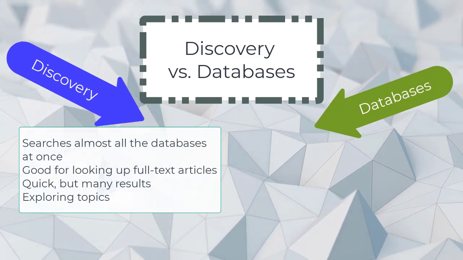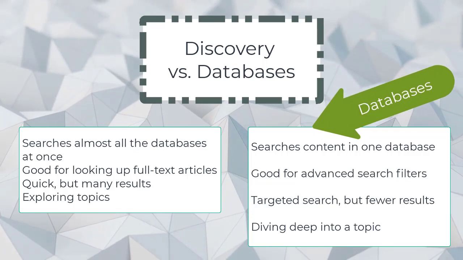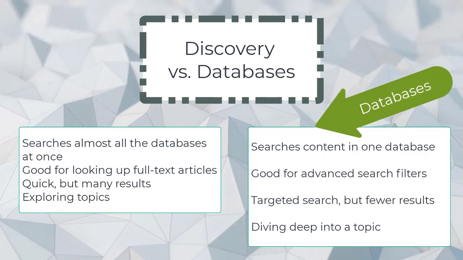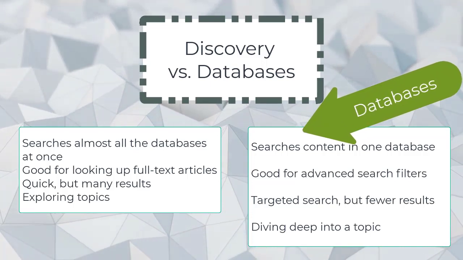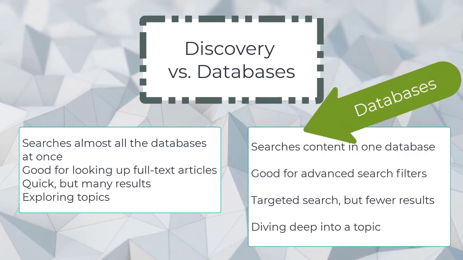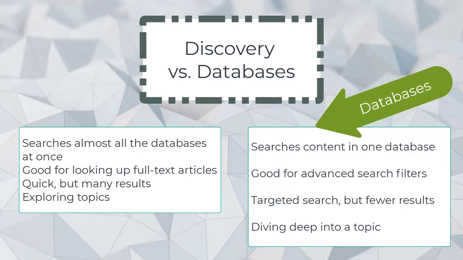Instead, you might search a database like Academic Search Premier or JSTOR or ProQuest because it searches the content inside one database. It's a lot more limited. This allows it to provide more filters so you can do advanced searches for your field. So it's very targeted, but it does leave you with fewer results. It helps you dive into topics that are relevant for your specific discipline.